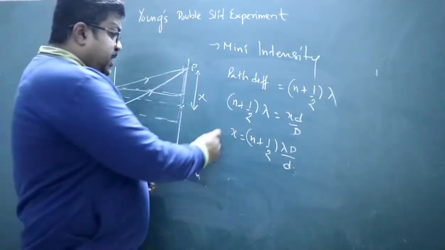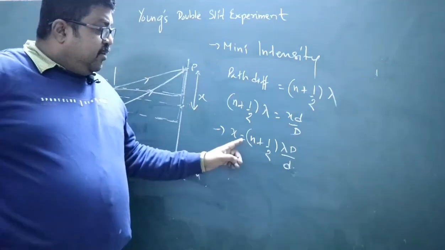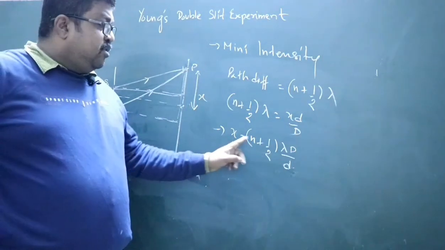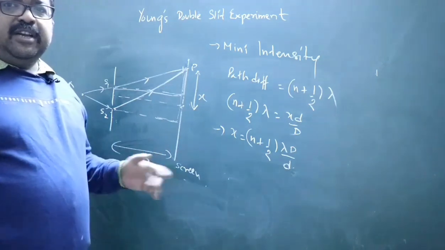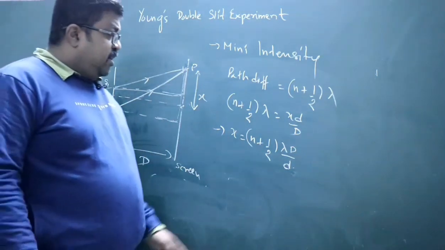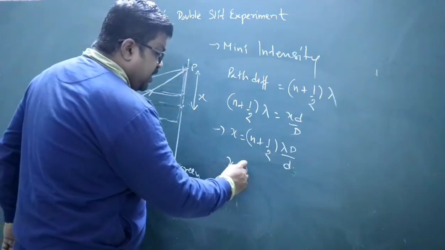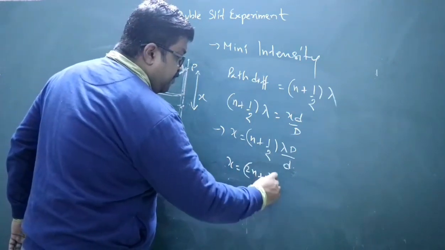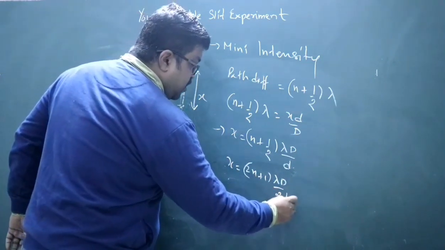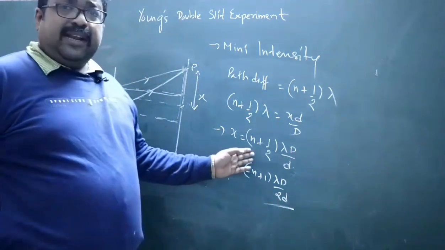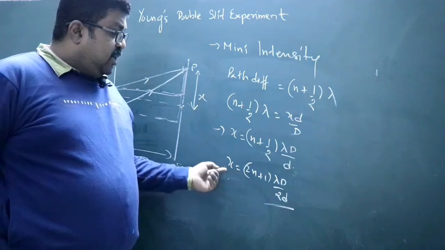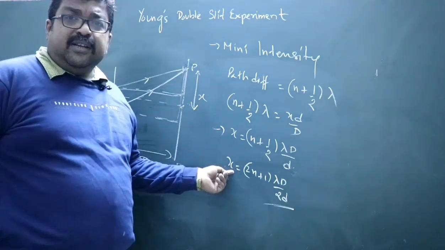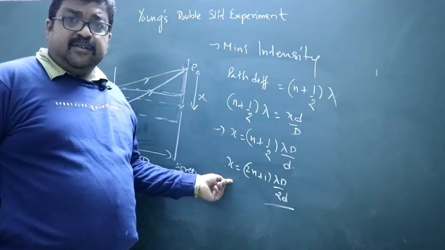Now even if I substitute n equal to 0, x is not equal to 0. That means at the center we will not get a minimum intensity; at the center you are getting a maximum intensity. This expression can also be written as (2n plus 1) lambda D by 2d. Either you write it like this or like this. These are the locations at which you will get destructive interference.